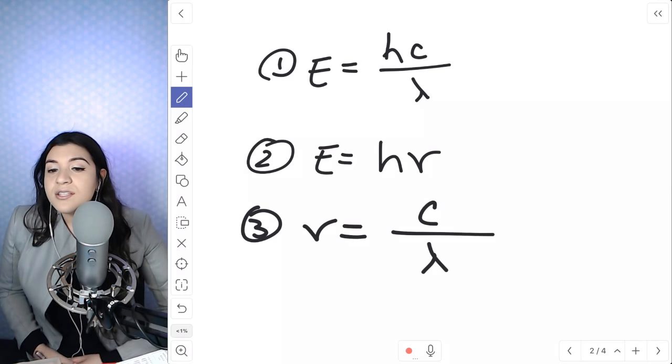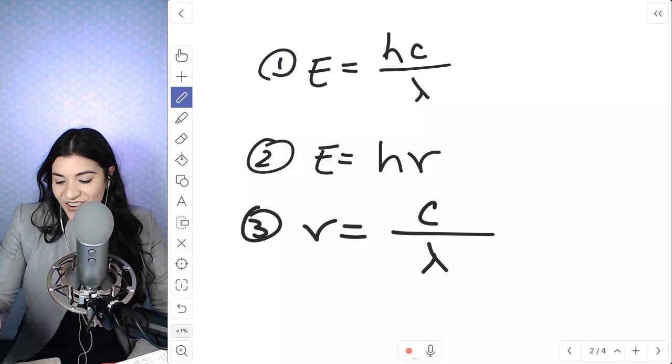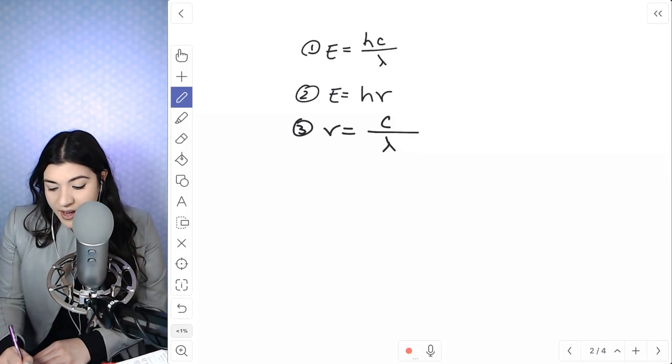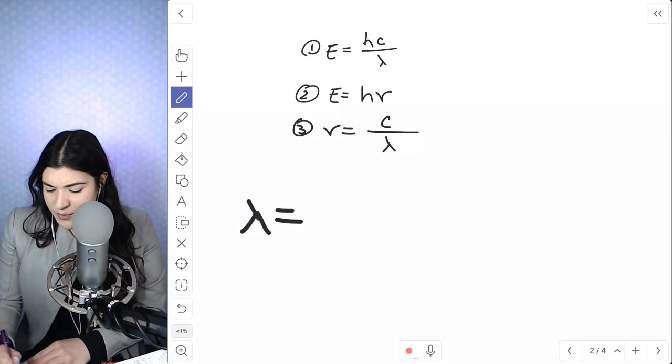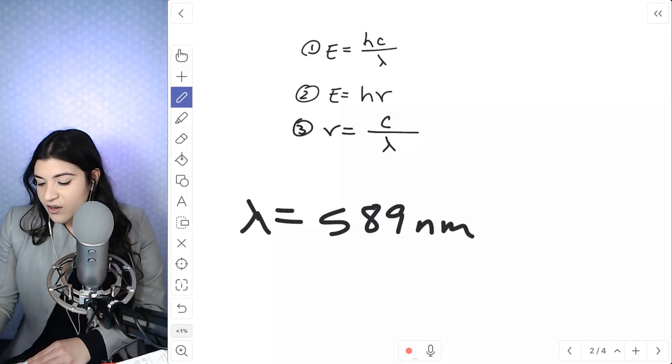Let's go ahead and do an example just to show you how to use everything and what all of your constants are. Let's say we're trying to find frequency, and we're given some sort of wavelength, and this lambda-looking shape is just wavelength. Let's say we have 589 nanometers, and we're asked to find our frequency.